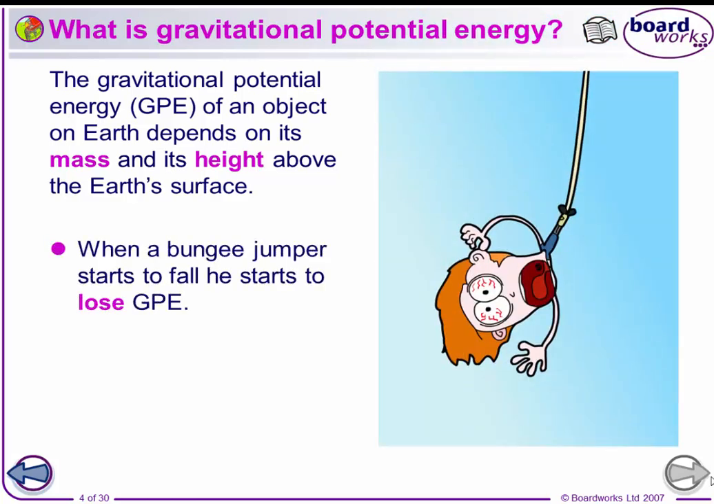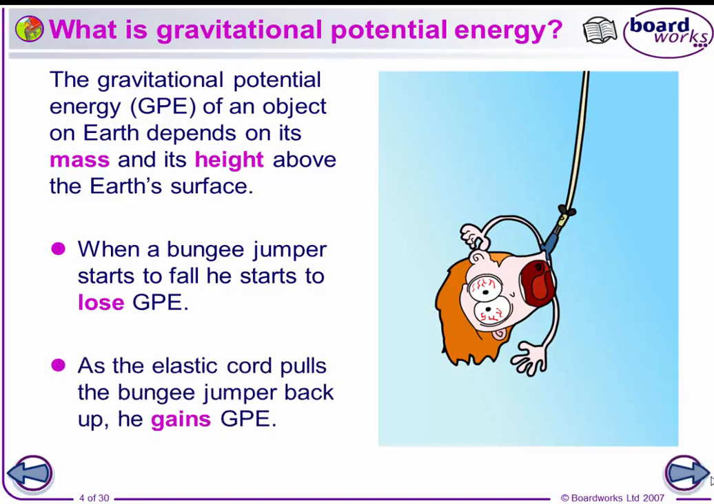When a bungee jumper starts to fall, he starts to lose gravitational potential energy. As the elastic cord pulls the bungee jumper back up again, he gains gravitational potential energy. So the higher he is, the more gravitational potential energy he has.